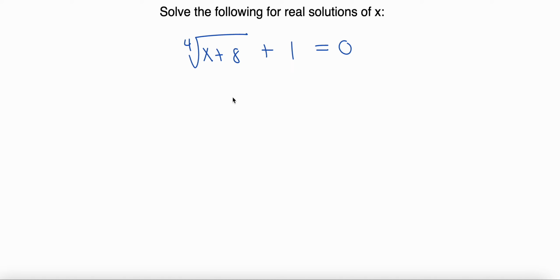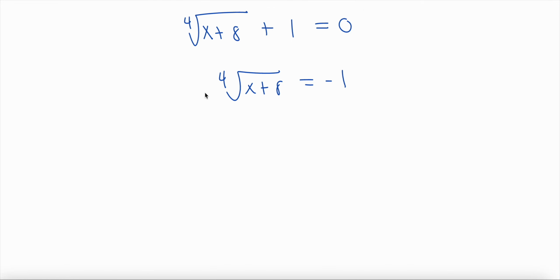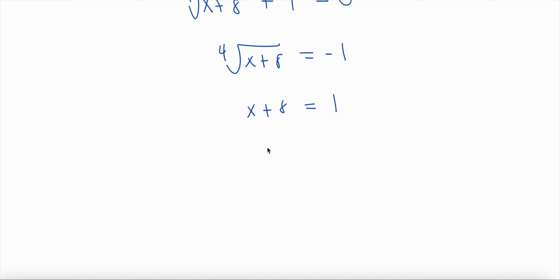All right, so let's see what would happen if we do try to solve this. Let's subtract 1 from both sides, and we're going to get the fourth root of x plus 8 equals negative 1. Now we can raise both sides to the fourth power. We'll get x plus 8, because it undoes the fourth root, and then negative 1 raised to the fourth power will be 1. Now we can subtract 8 from both sides, and we'll get x equals negative 7.